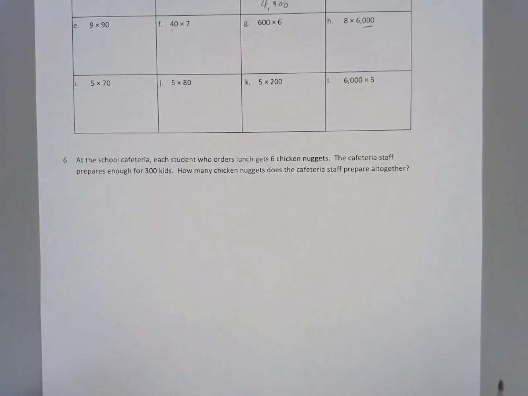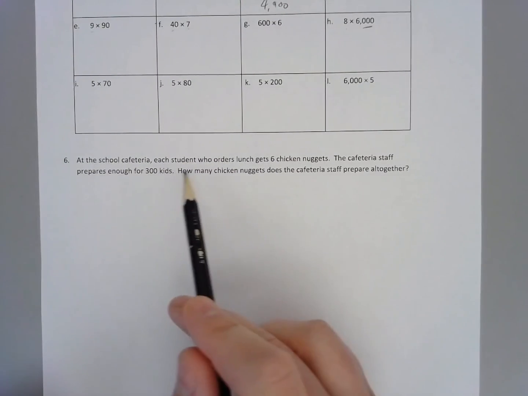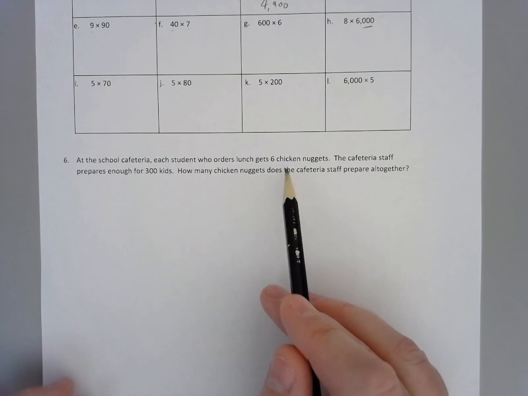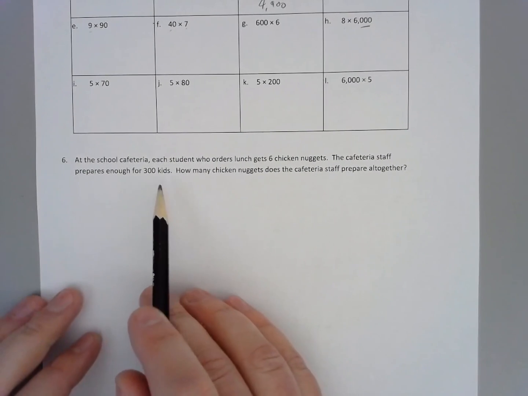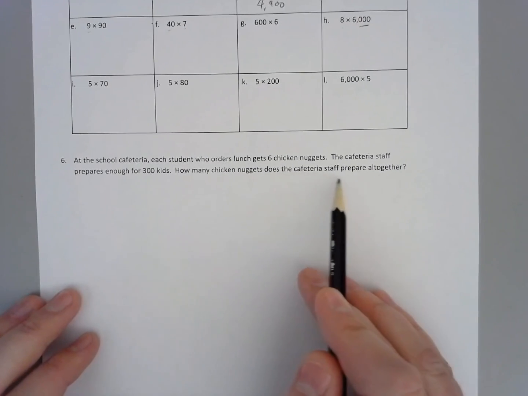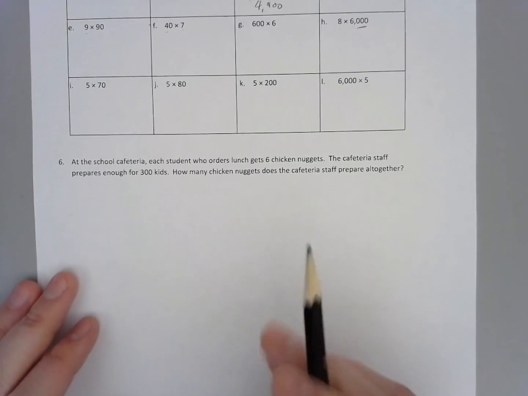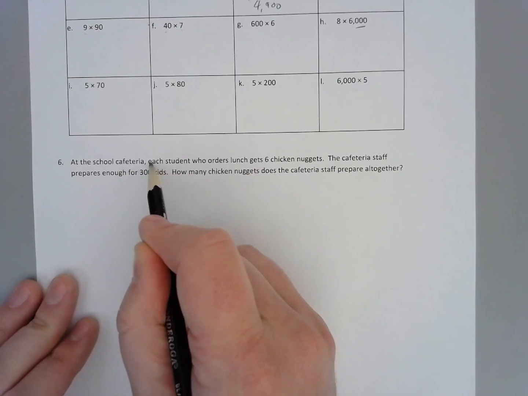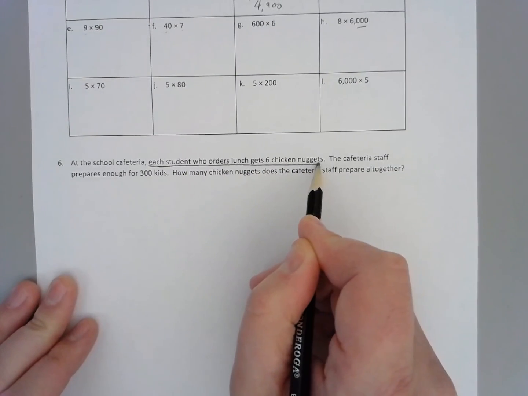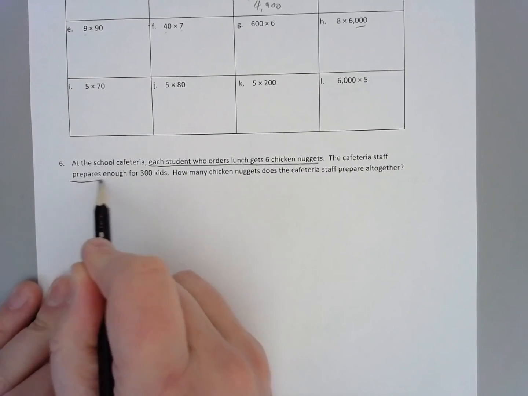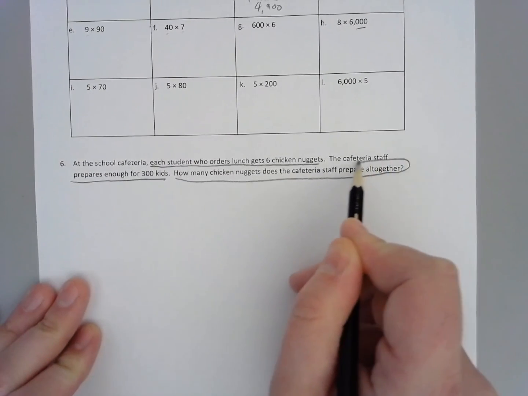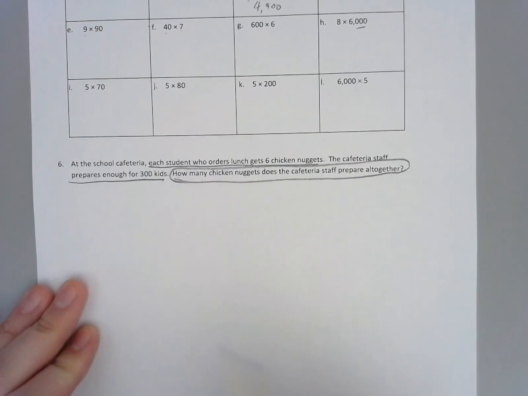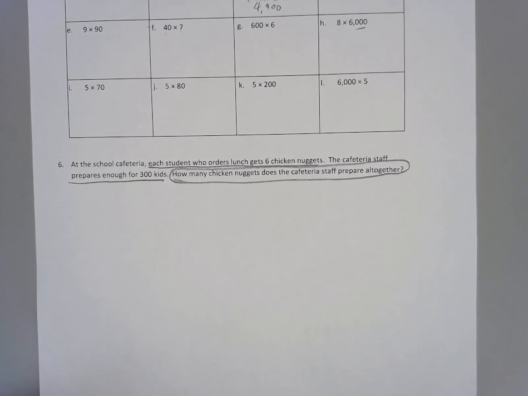So we have one word problem. At the school cafeteria, each student who orders lunch gets 6 chicken nuggets. The cafeteria staff prepares enough for 300 kids. How many chicken nuggets does the cafeteria staff prepare altogether? So, let's see. Each student gets 6 nuggets. The cafeteria staff prepares enough for 300 kids. Those are the things we know. Our question is how many nuggets does the cafeteria staff need to prepare all together?